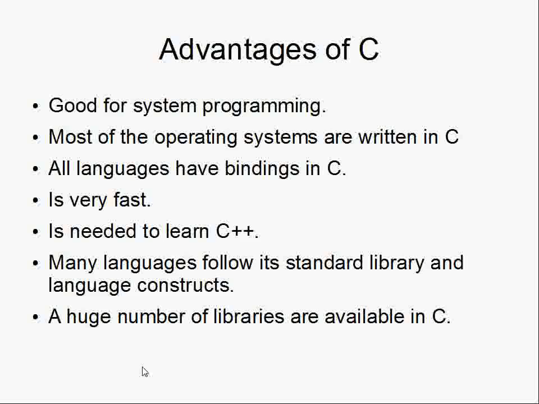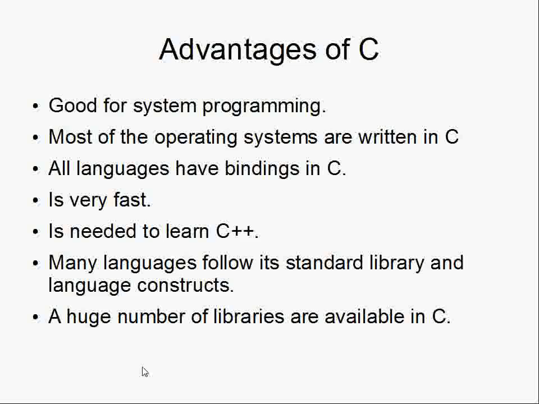Now, since C was meant to port Unix, it is very good for system programming. And later on, other operating systems, the branch of SVR Unix and BSD from Berkeley University, both were written in C. Windows was written in C. Now some components of Windows are rewritten in C++.